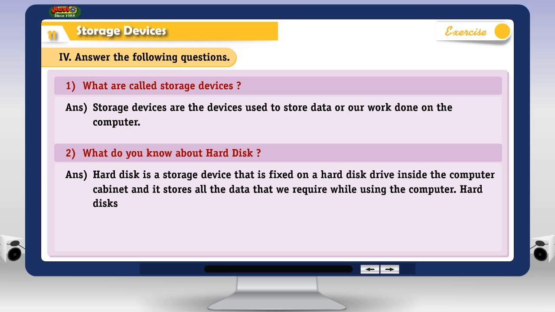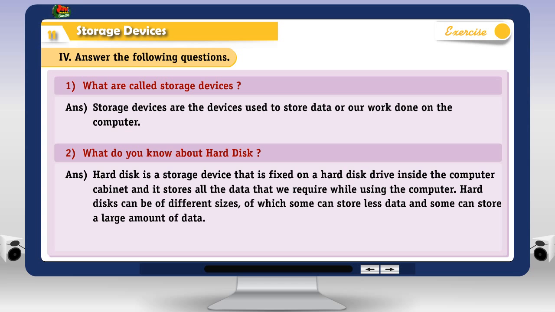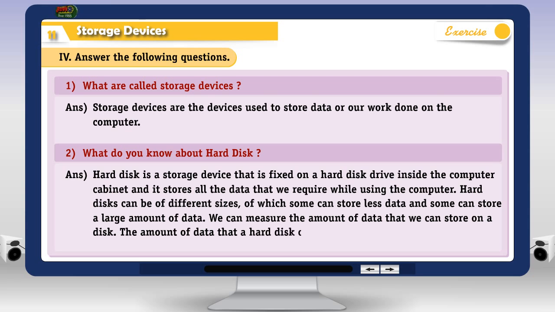Hard disks can be of different sizes, of which some can store less data and some can store a large amount of data. We can measure the amount of data that we can store on a disk. The amount of data that a hard disk can store is measured in terms of gigabytes, GB.